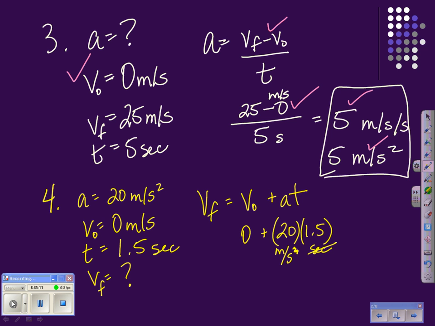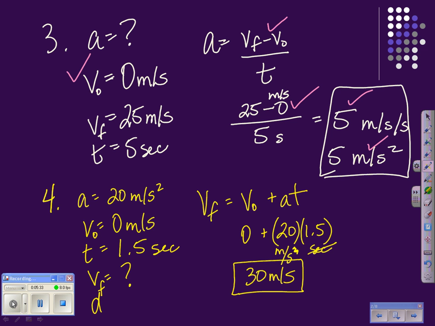And in my calculator, actually I have the answer, should be 30 meters per second. Okay, 20 times 1.5. All right. And then I continue and say, what vertical distance will the object cover in 1.8 seconds?